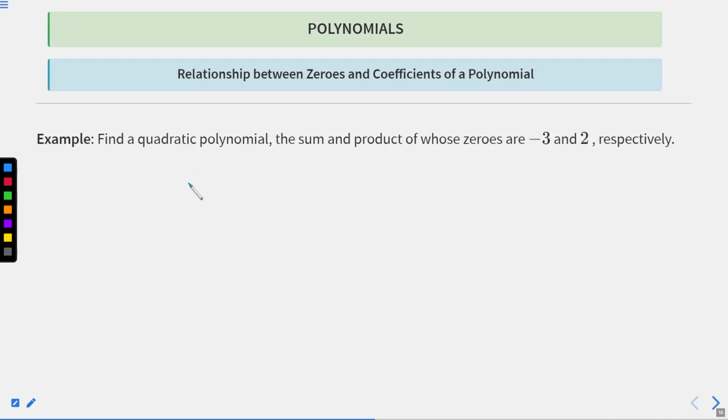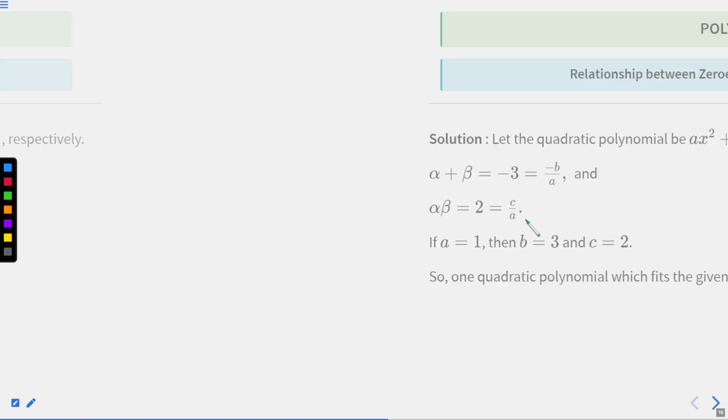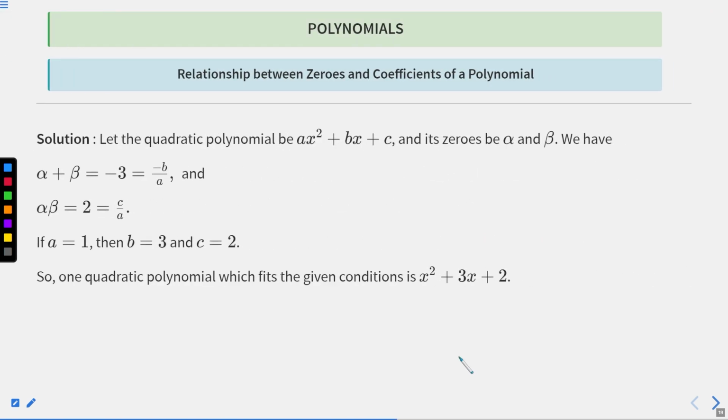So in the next example, you have to find a quadratic polynomial, the sum and the product of whose zeros are minus 3 and 2 respectively. So in this example, basically we are given the sum and the product of the zeros of this quadratic polynomial, minus 3 and 2, and we need to find a quadratic polynomial. So here basically we'll use the relationship between zeros and coefficients of a polynomial.